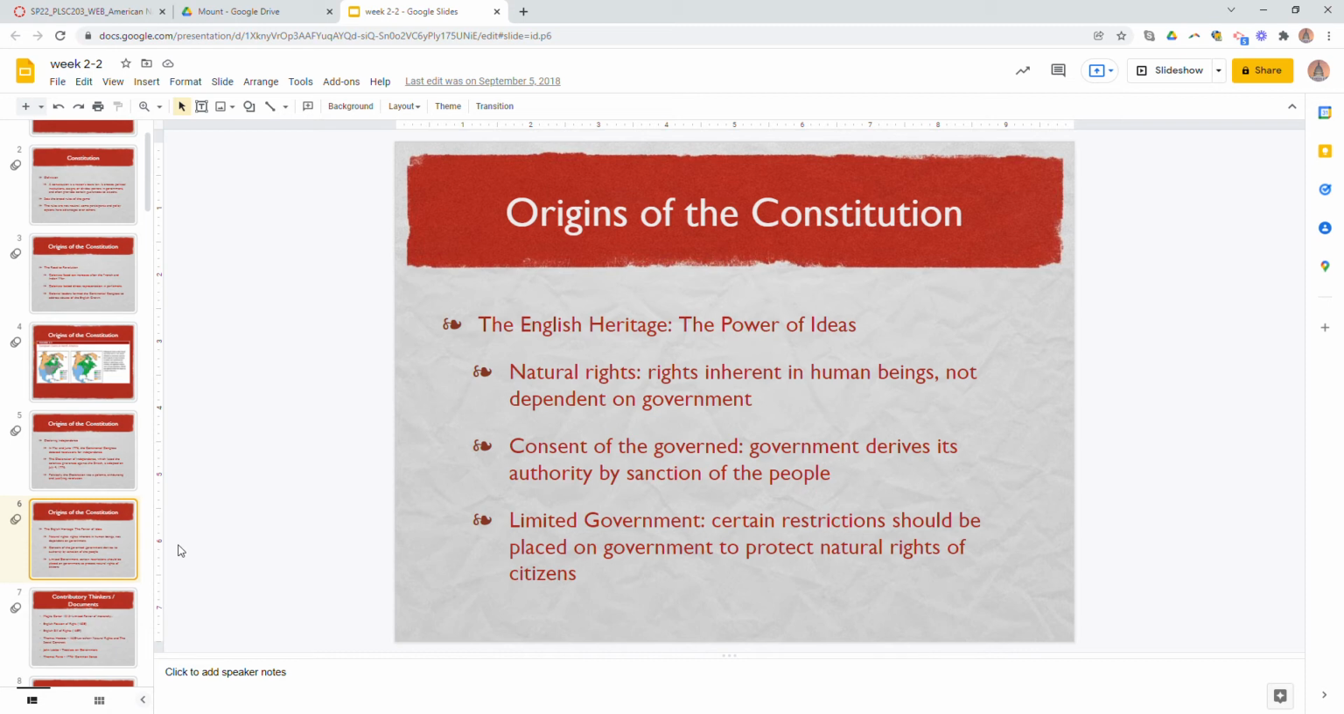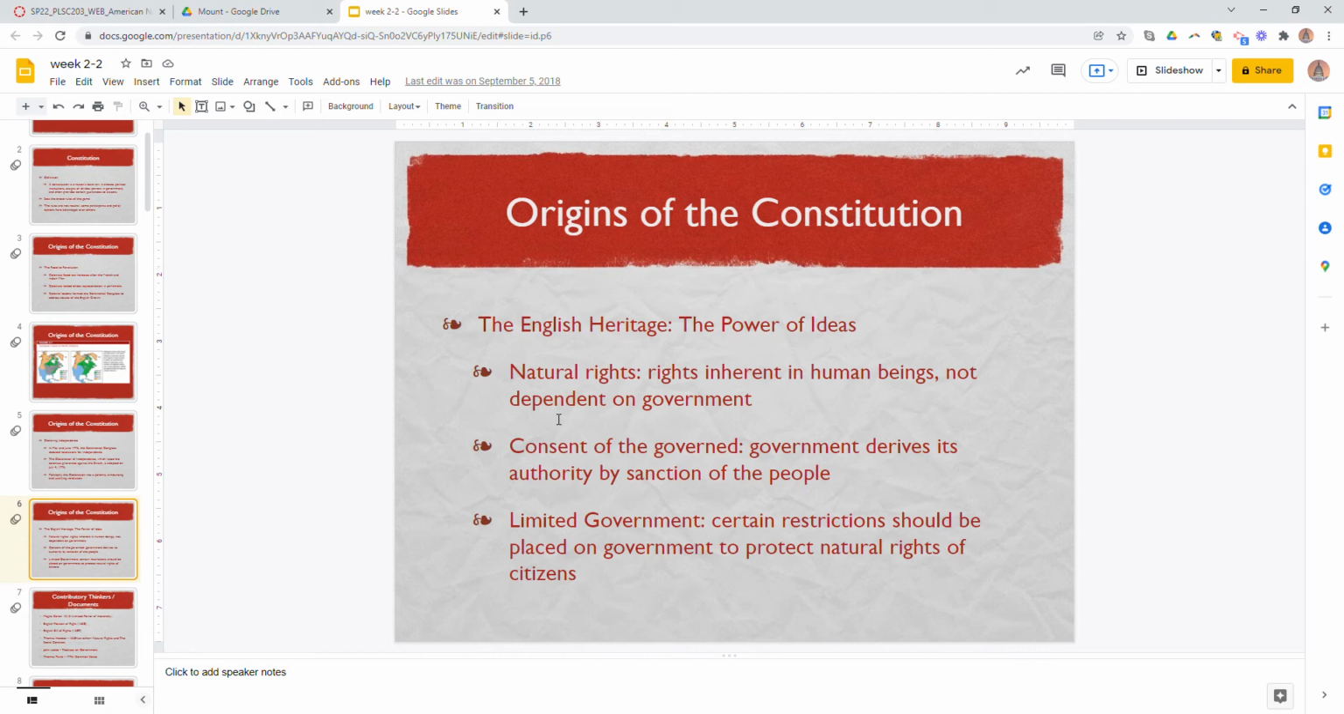So in the early 1700s, we see a lot of European philosophy centering around the idea of political philosophy. And one of the things that came from it is the idea of John Locke. John Locke heavily influenced our Declaration of Independence. And this is basically his main ideas, that we have natural rights. Okay? They're not dependent on the government.